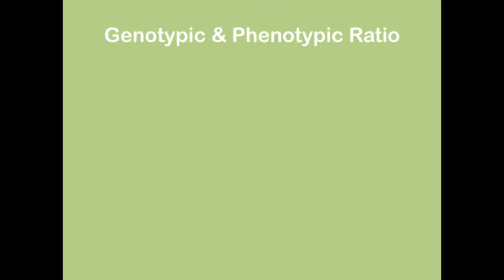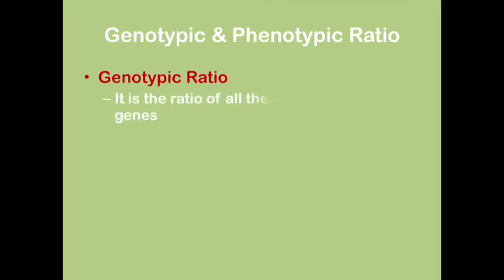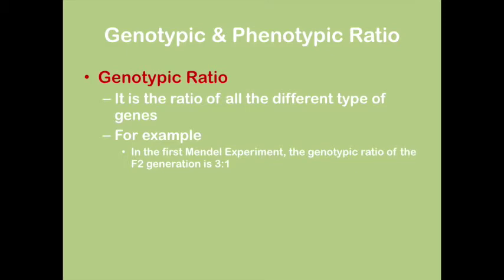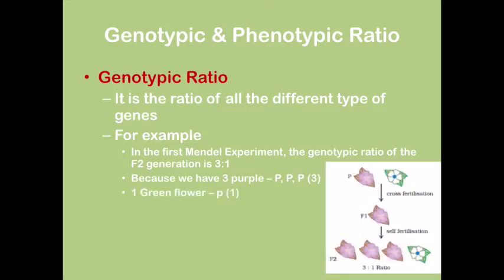Now, let's come to genotypic and phenotypic ratio. Starting with the genotypic ratio, it is the ratio of all the different types of genes. For example, in the first Mendel experiment, the ratio in the F2 generation was 3:1 because we had 3 purple flowers and 1 green flower. Please have a look at the diagram. We had 3 purple and 1 green, so 3 capital P is to 1 small p, which is 3:1.